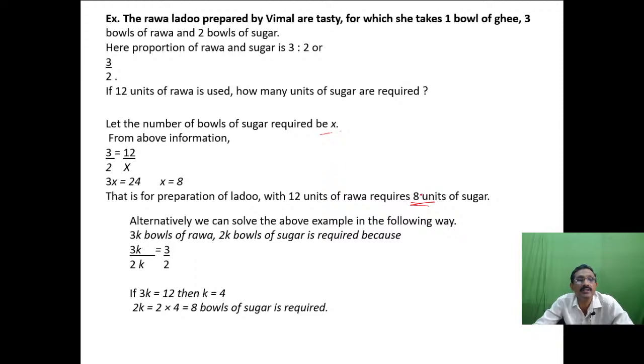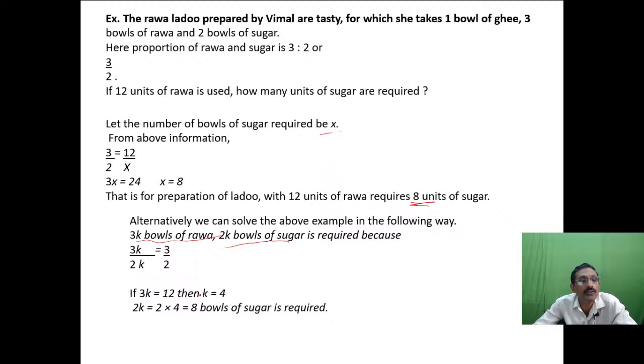Now, alternatively, you can solve the same example by assuming a variable k, a constant k. Let us say 3k bowls of rava require 2k bowls of sugar. Then we have 3k upon 2k is equal to 3/2. If this 3k is equal to 12 units, then what will be the value of k?